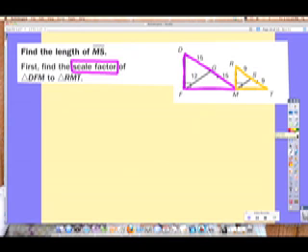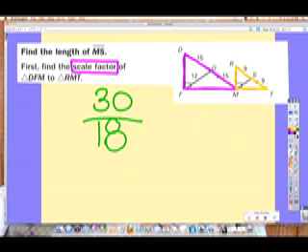Okay. This one, we don't know that anyway, so use this whole side. What is it? Perfect. Okay, to be really nice to yourself, just simplify it. It's friendly if you simplify. What goes into 18 and 30? 6. Right, divided by 6. We'll get 5/3.